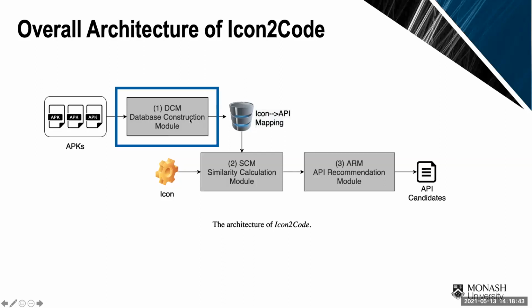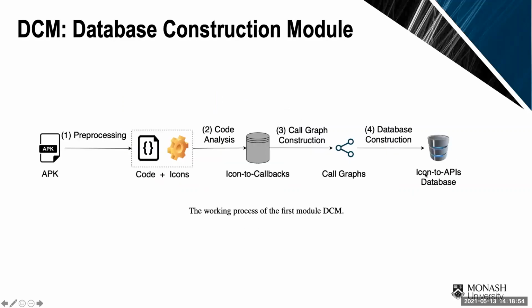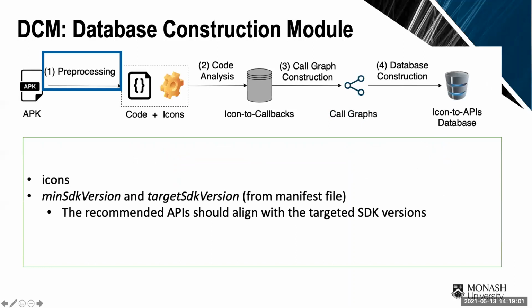The first module, DCM, aims to pre-analyze a broad set of Android apps to construct a database, mapping icon to its code implementation. The figure shows the working process of the DCM module. The pre-processing step is to extract useful information, such as the icons, to prepare for further analysis. When disassembling Android APKs, we also parse the manifest file to extract the targeted SDK versions. This information will be used when recommending APIs for Android apps under development. That is, the recommended APIs should align with the targeted SDK versions of the target app.